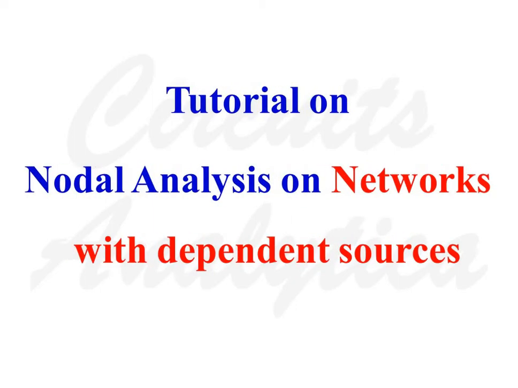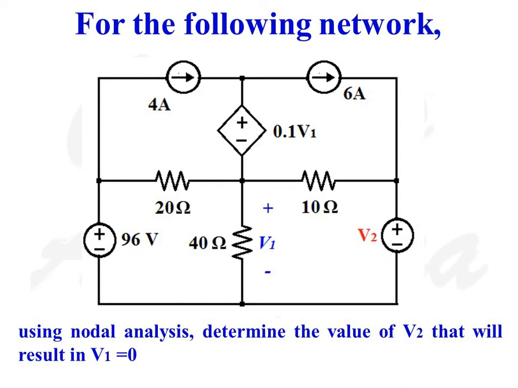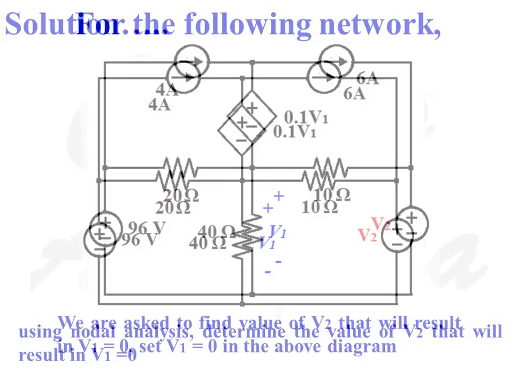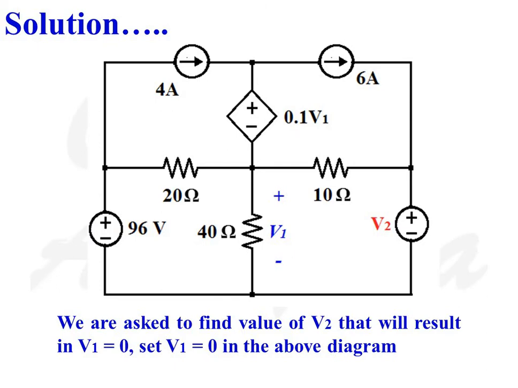In this video, we will discuss a tutorial on nodal analysis for networks with dependent sources. For the following network, using nodal analysis, determine the value of V2 that will result in V1 is equal to 0. We are asked to find the value of V2 that will result in V1 is equal to 0. So, set V1 is equal to 0 in the above diagram.